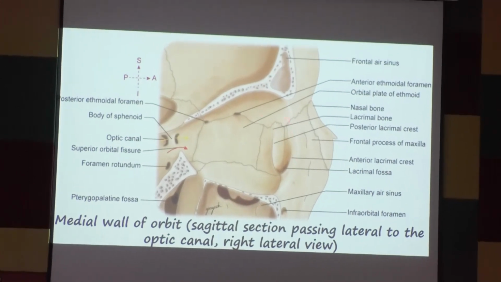This depression is the lacrimal fossa, formed by the anterior and posterior lacrimal crests, and this is the orbital plate of maxilla forming the floor, and this is the frontal process of the maxilla. Next we go to the lateral wall.